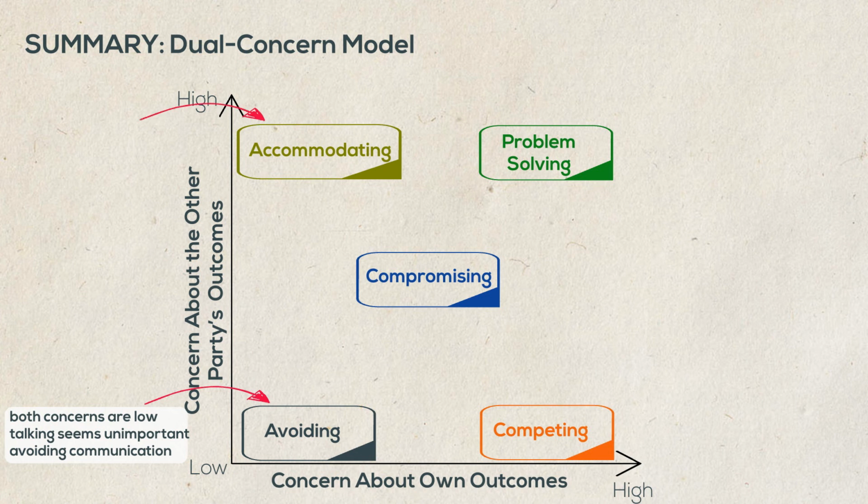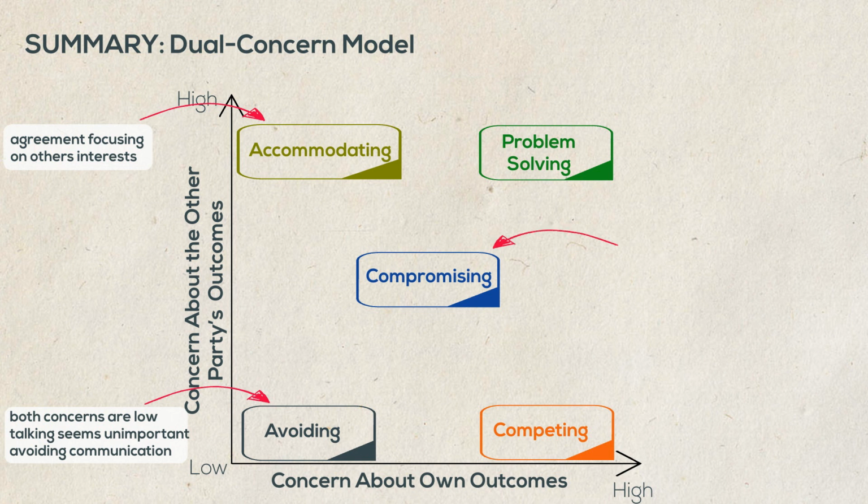Accommodation. Here, the concern for own interest is also low, but the concern for others' interest is high. In this area, an agreement is created because self-interest is not very important, but the interest of the others is.